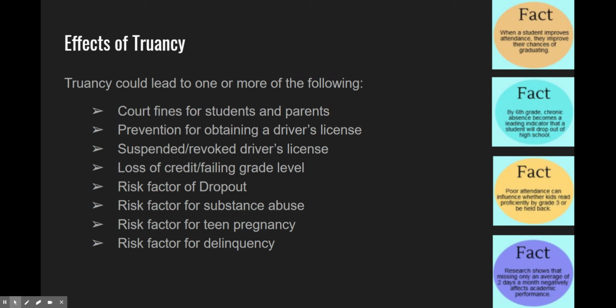And we all want to do what's best for our kids. We all want to ensure that they have the best education opportunity possible. And attendance is a big part. They need to be here on campus.